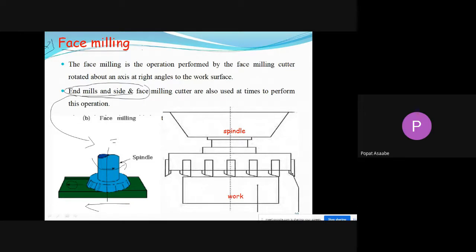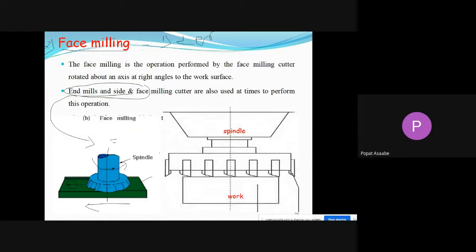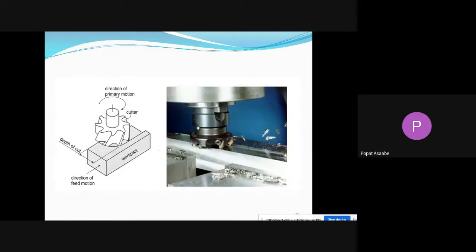Now, which point do you have to remember during face milling? Face milling is used to produce a flat surface on your workpiece, and in face milling the axis of your cutter will be perpendicular to the workpiece surface, whereas in plane milling the axis of the cutter will be parallel to the workpiece. See, this is face milling.